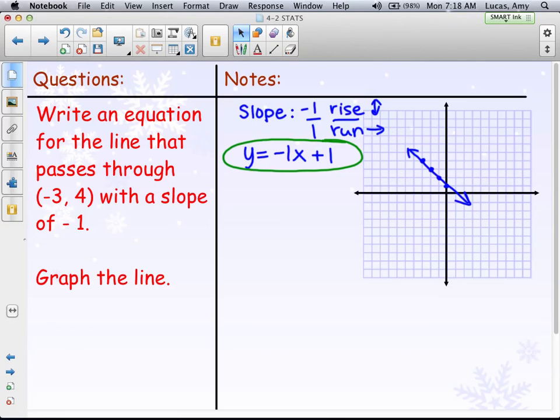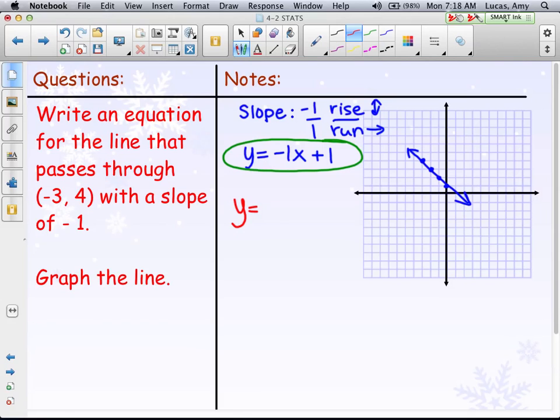Now, why would we not want to go with this method all the time? Well, sometimes your numbers aren't really easy to graph. Sometimes they're really large or really small, or sometimes you're working with fractions. So it's always nice to have more than one method to figure out your answer in math. So I'm going to show you the other way.